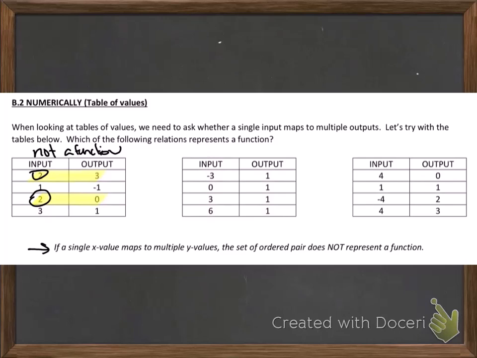Okay, last but not least, let's look at the third table. Do any x values map to different y values? The answer is yes. We have 4 mapping to 0, and we have 4 mapping to 3. So again, this is not a function. Okay, and this is a function.